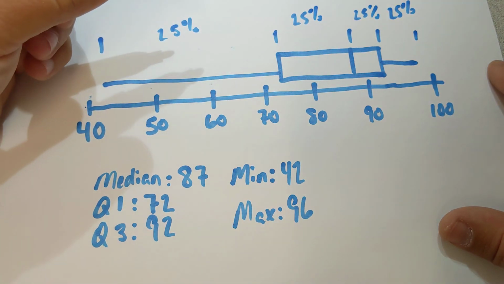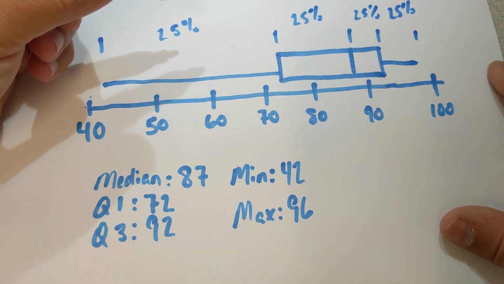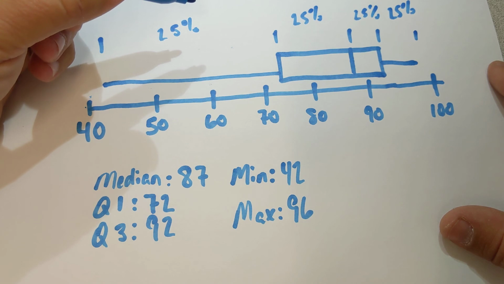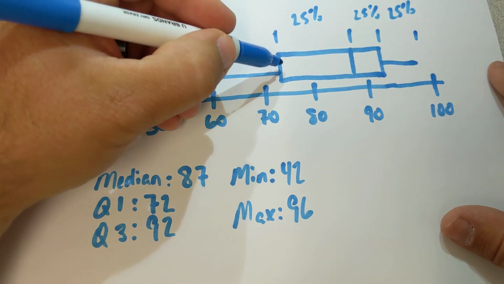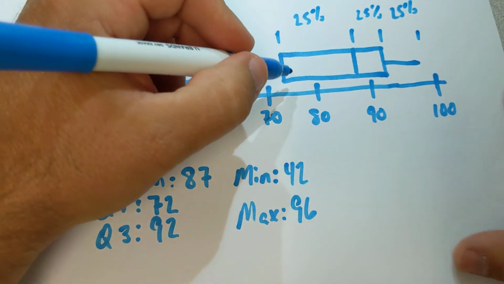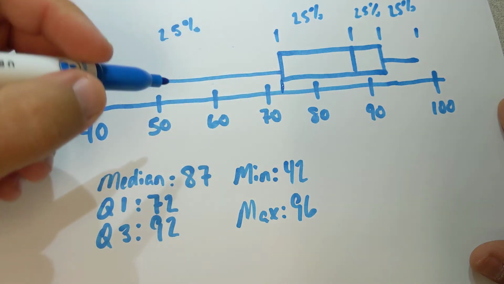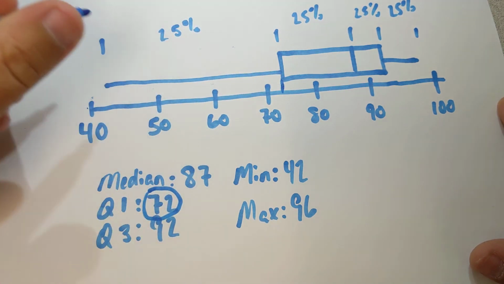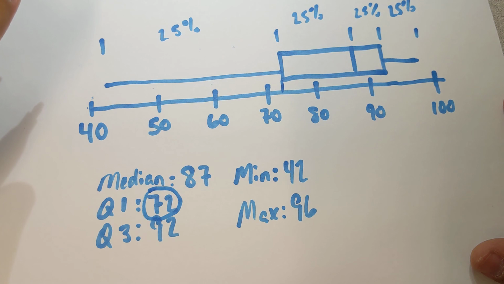So the question is asking, at least 75% of the students scored above what? We come in here, there's 25, 50, 75. So at least 75% scored above the what? The Q1 score of 72. So those are some questions that we can answer.